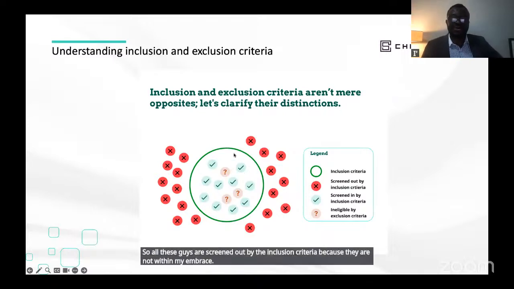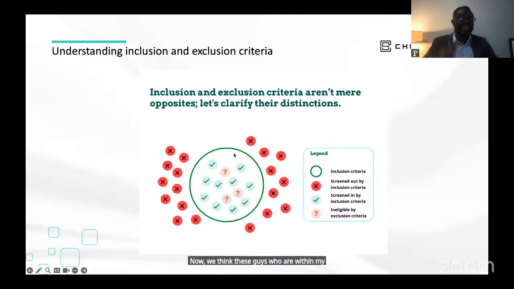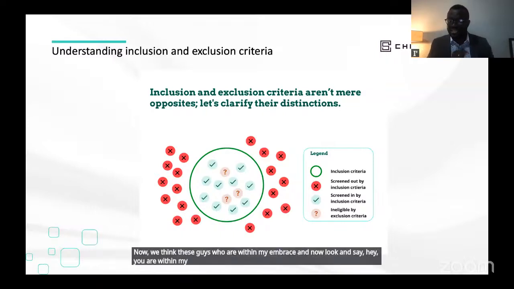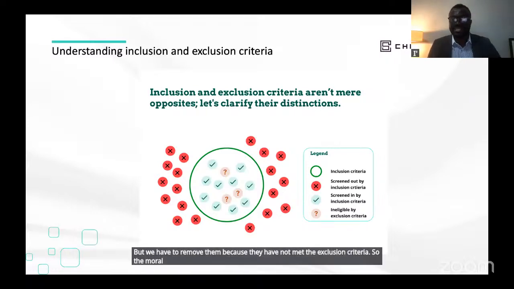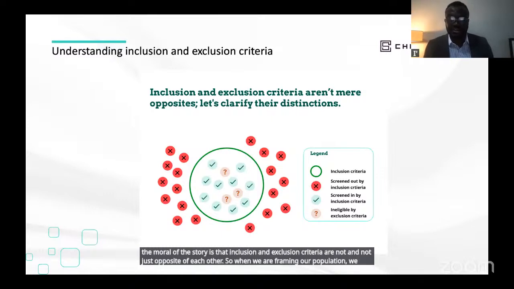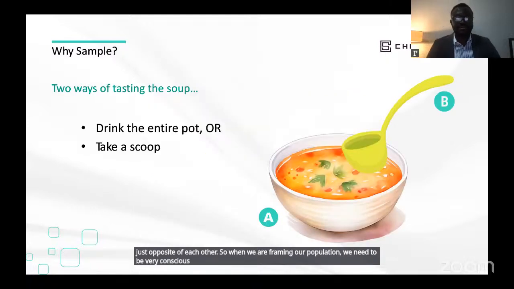Now, among those who are within my embrace, I look and say, you are within my embrace, but unfortunately, you don't meet this criterion, whatever it is. So I will have to remove you from the inner circle and throw you out. That is exclusion. This person met the inclusion criteria, but we have to remove them because they have not met the exclusion criteria. So the moral of the story is that inclusion and exclusion criteria are not just opposites of each other. When we are framing our population, we need to be very conscious of those and write them clearly.